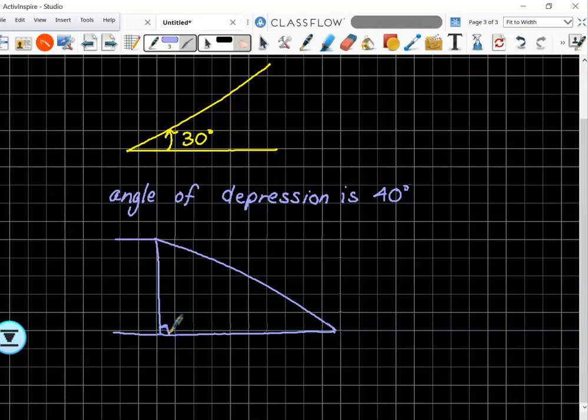Oh, that's a bit loopy, isn't it? Make that a little bit straighter. There we go. No, it's still curvy. Oh well, you get the gist.